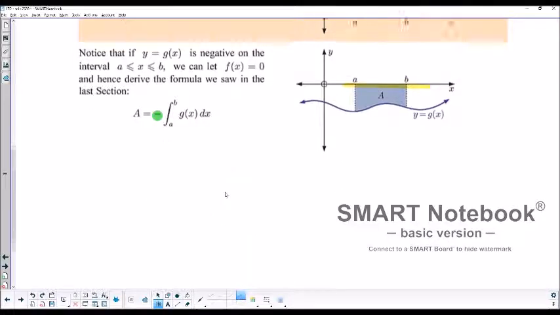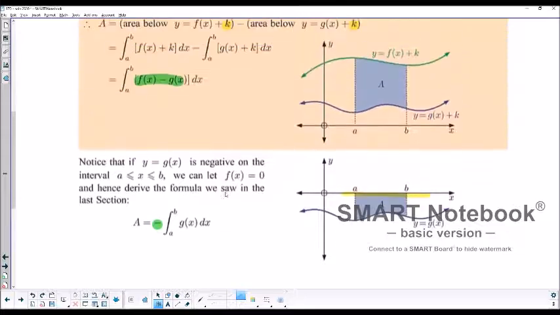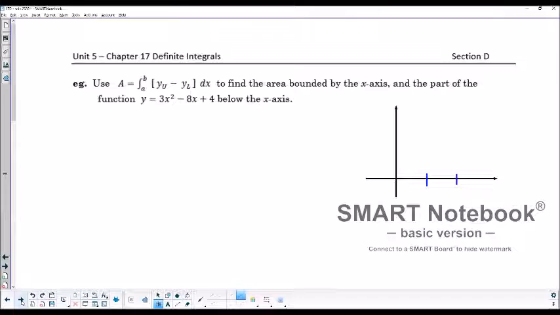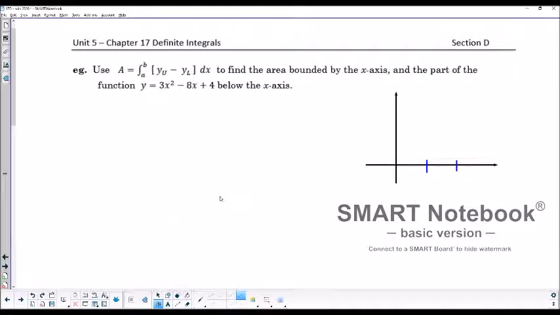Let's take a look at a couple of examples of finding the area between two functions. We're going to use this formula, the upper function minus the lower function, and integrate between the two boundaries, or the two endpoints of the interval. We're going to find the area bounded by the x-axis and the part of the function 3x squared minus 8x plus 4 that's below the x-axis.